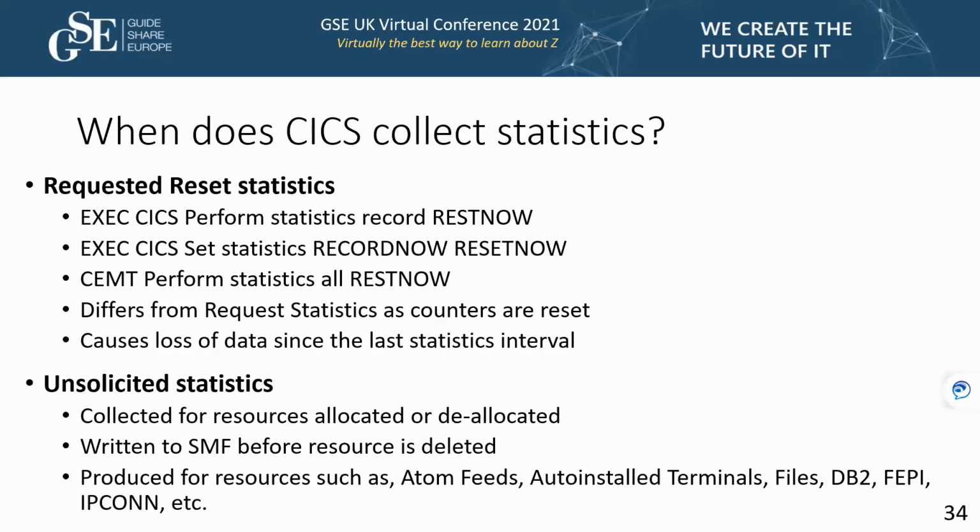And then there's the unsolicited statistics, right? Statistics that get cut because suddenly you're allocating or deallocating files, or resources are deleted when you do a discard, or when you're auto installing, right? And so you get some unsolicited statistics as well.